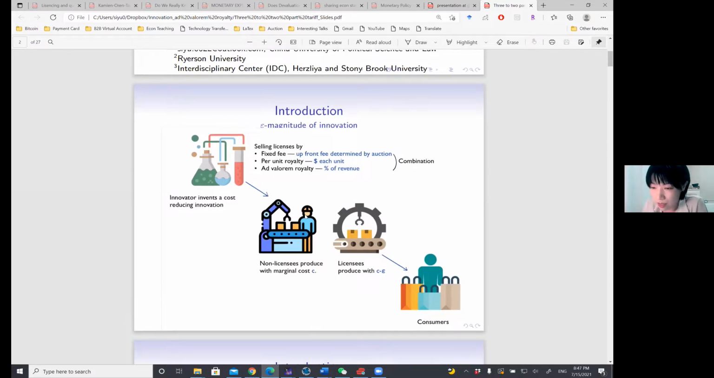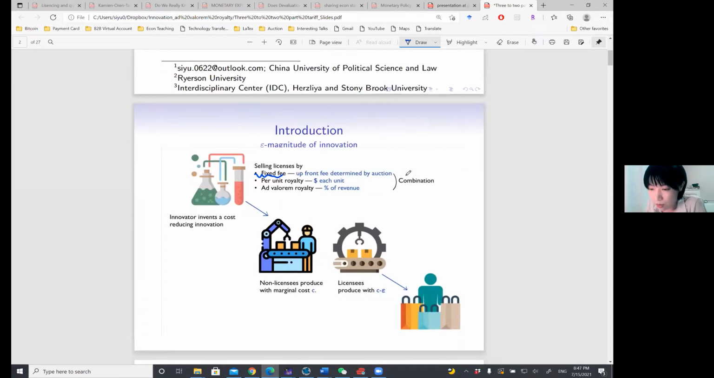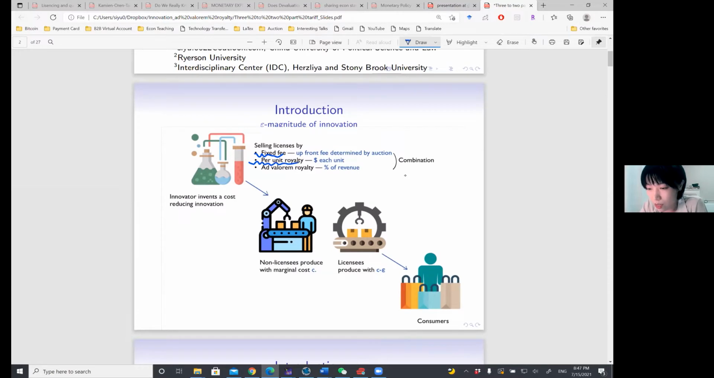The first one is fixed fee. It's like you pay me upfront some amount, and however you use that technology, I don't care. The second one is per unit royalty. This is a quantity-based royalty rate. For each unit you produce, you pay me $1. And the third one is ad valorem royalty. This one is a percentage of the revenue of the sales. If you make $100 in sales, you pay me 5%.